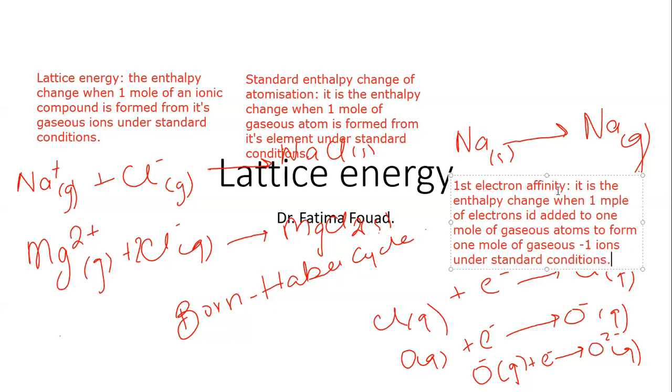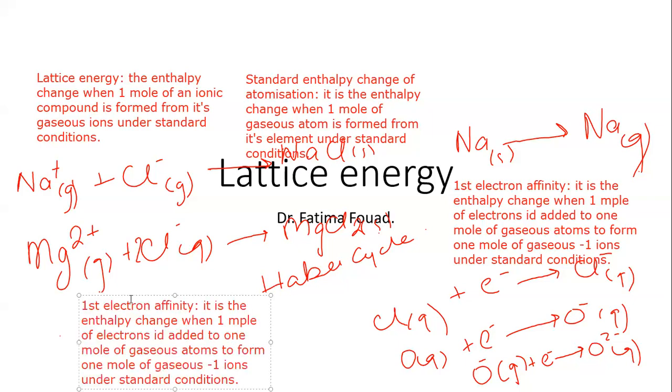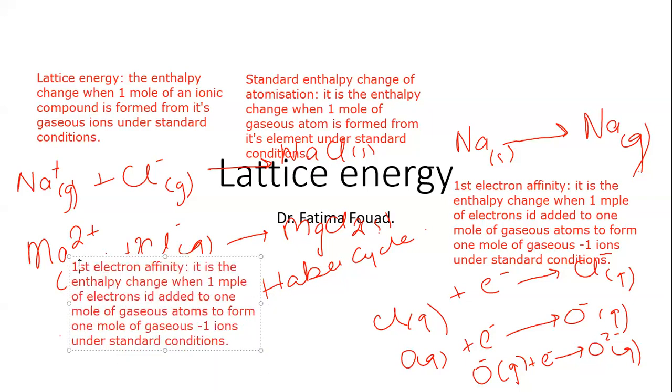Similarly, if anybody asks you to define the second electron affinity, the concept is exactly the same. The second electron affinity is going to be the exact same definition as this, only we change it to second electron affinity. And the charge changes: 1 mole of electrons is added to 1 mole of gaseous -1 ions to form 1 mole of gaseous -2 ions.